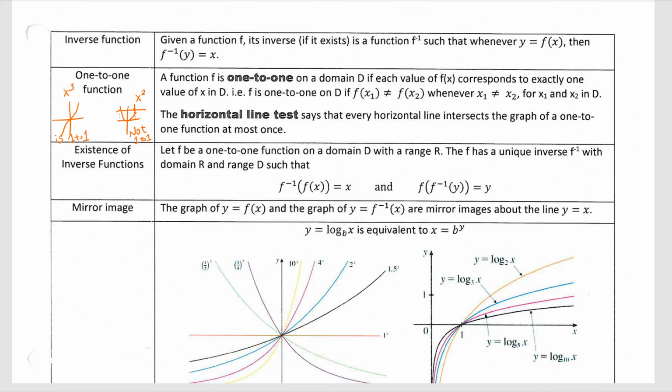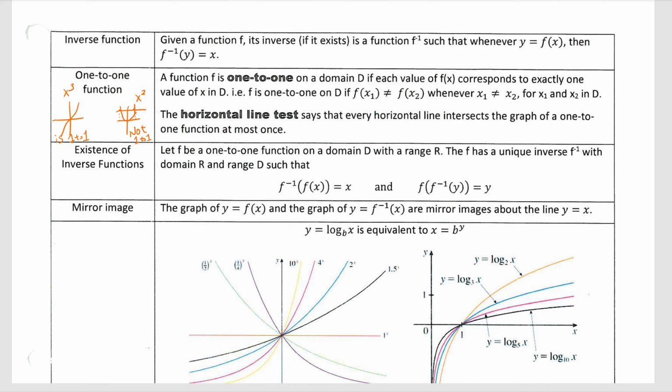Okay, and the horizontal line test says that every horizontal line intersects the graph of a one-to-one function at most once. So we have the vertical line test. Vertical line test tells us whether the graph is a function or not. And then the horizontal line test tells us whether the function is one-to-one or not.